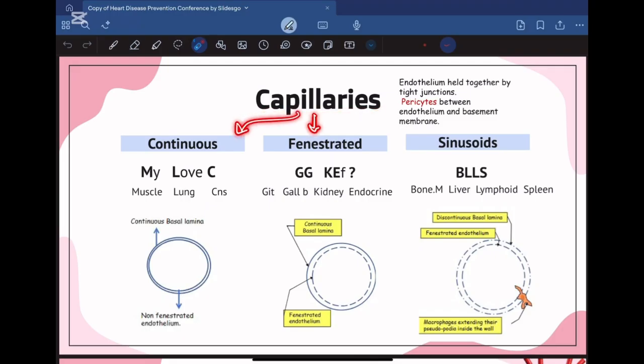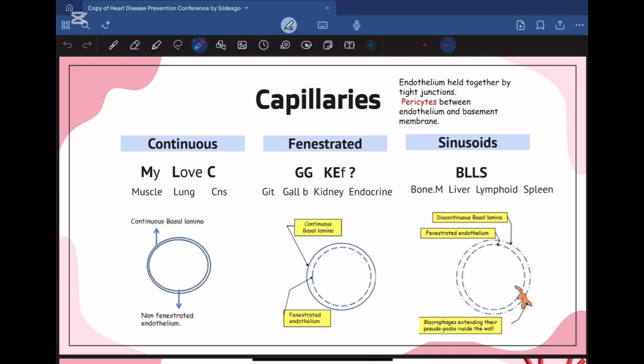We have continuous, fenestrated and sinusoid. The continuous one, this is a mnemonic that was made by Shad Moataz, may God reward him with all the best. It's very helpful. Capillaries, as we said, consist of endothelium with a basement membrane, and the endothelium itself is held by tight junctions, and the pericyte will be between the endothelium and the basement membrane. Okay, this is a very general definition of capillaries. And we said we have the types continuous, fenestrated and sinusoid.